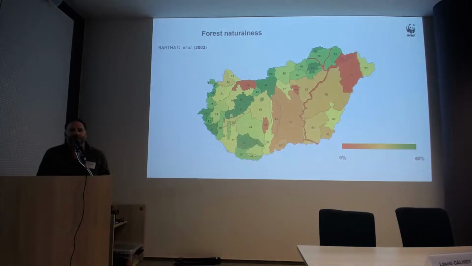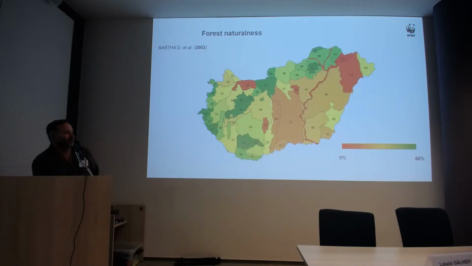So there was a group of people at the beginning of the 2000s who did field work all across the country. There were about 2,000 sample points, and the result is somehow like this. Don't worry about the numbers, because those are just the numbers of the forestry regions. This scale shows the level of naturalness.